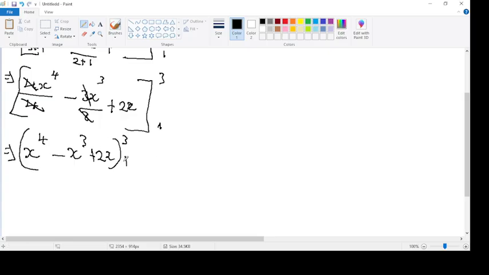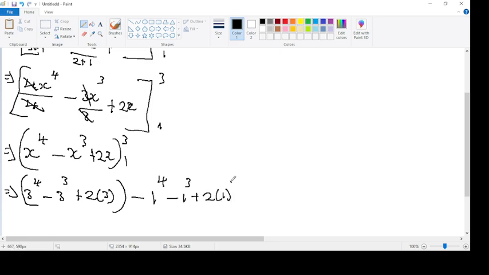3 and 1. So now from here, that's when we start the substitution. Where there is x, we substitute with the upper limit first. So we are going to have 3 raised to power 4 minus 3 raised to power 3 plus 2 open bracket 3. Then we subtract the lower limit, which is 1. So where there is x, we substitute with 1. So we're going to have 1 raised to power 4 minus 1 raised to power 3 plus 2 open bracket 1.